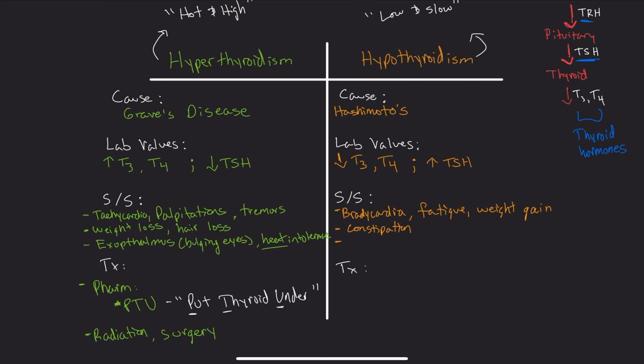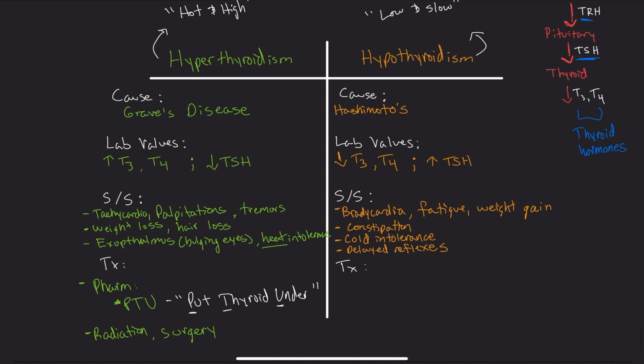Hyperthyroidism was heat intolerance. This one's going to be cold intolerance. And then here you can also have decreased or delayed reflexes. Everything is low and slow, right? With both of these, you can see a goiter. It might be more common with hyper, but you can see it with both. As far as treatment options here, our issue is the thyroid is underreactive, right? So what do we need to do in our body? We need to produce more T3 and T4.